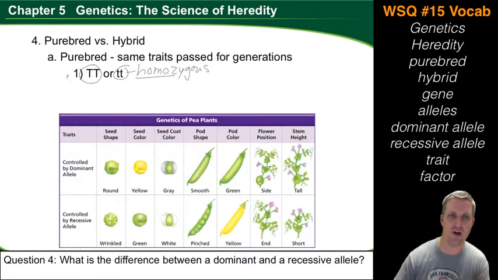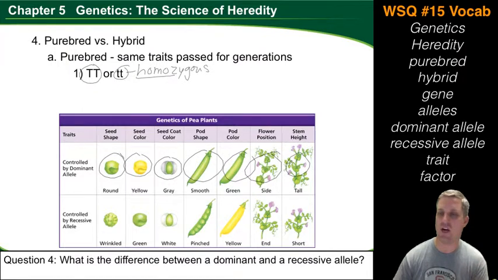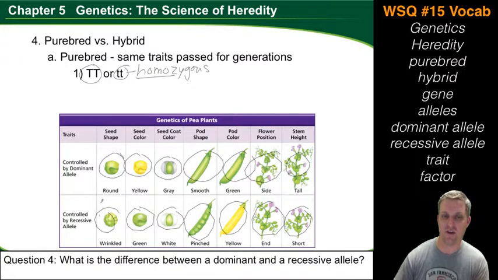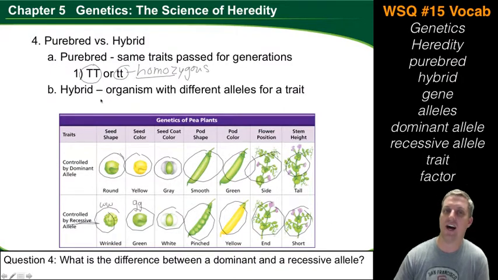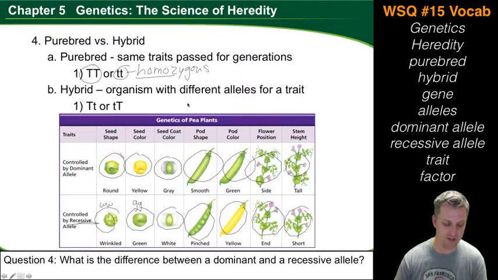If I look down here below, we don't know for sure if these are purebred here, do we? Because these are all dominant organisms. They could be heterozygous or homozygous, okay? But we know all of these recessive ones would be little, right? I know this would be little w, and little g, or whatever for different things. Why? Because the only way we're going to see the recessive allele is if the dominant allele is not around. So that's purebred. Hybrid are organisms with different alleles for a trait.